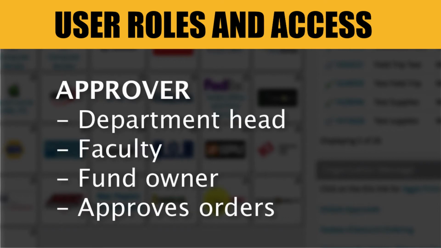The difference between a shopper and a requisitioner is that access to funds. A shopper can only shop. They will have to assign their cart to a requisitioner, and the requisitioner will have to complete the order for them. An approver is someone who is a department head who owns a fund. It could be a faculty member that has written a grant that has grant money. So an approver is someone who owns a fund.